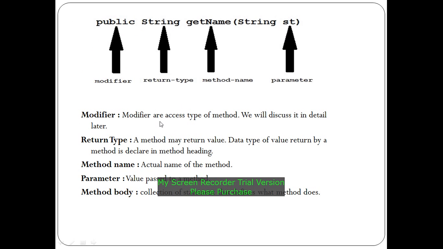The modifier is the access type of the method. We will discuss it in detail later. A method may return a value. The data type of the value returned by a method is declared in the method heading. Then there is the actual name of the method, the values passed to the method, and the method body, which is a collection of statements that defines what the method does.